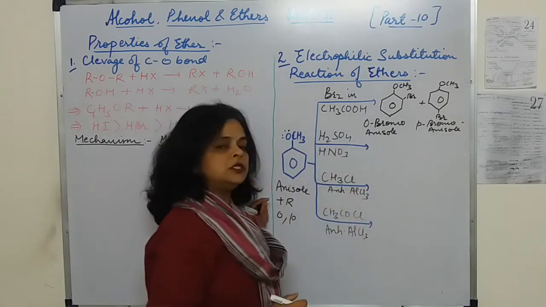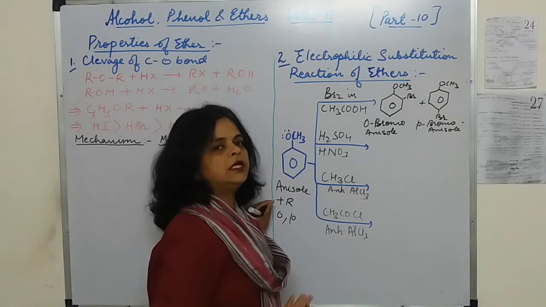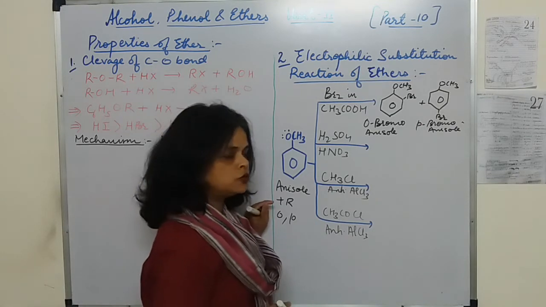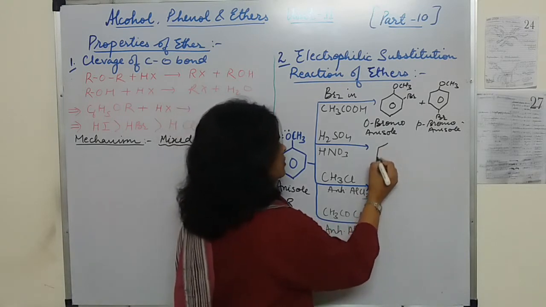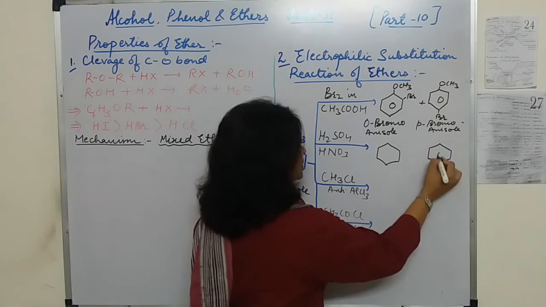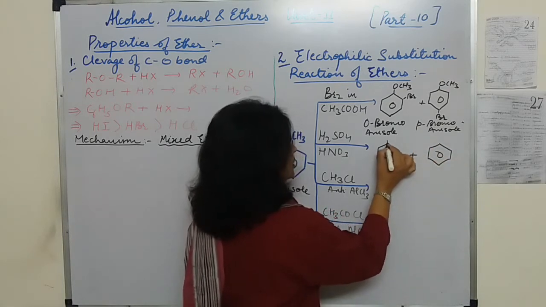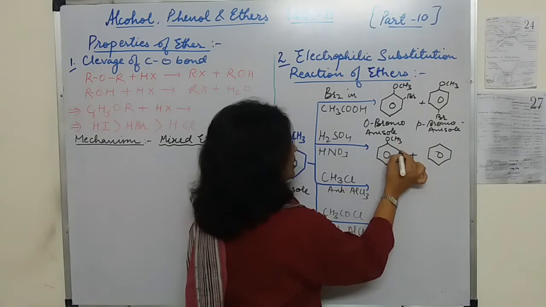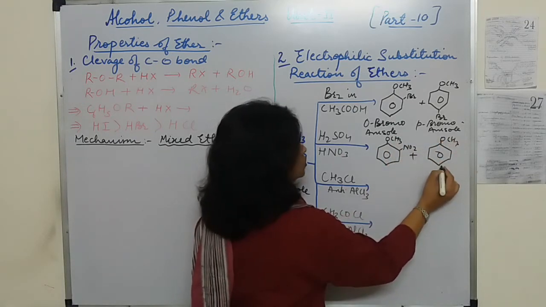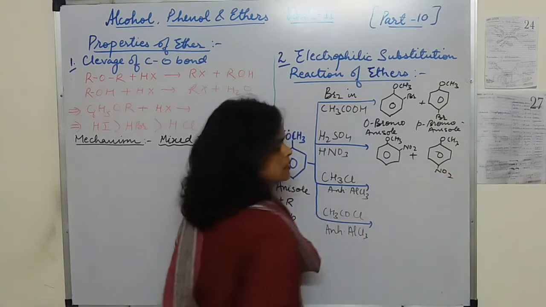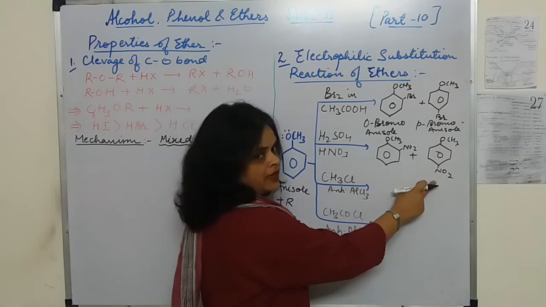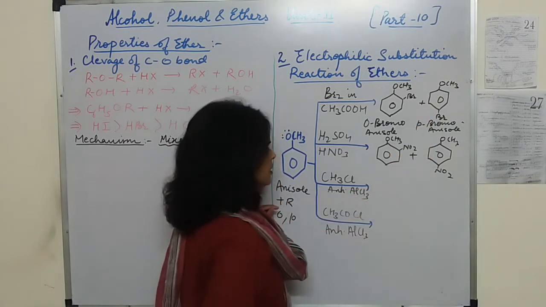Now, concentrated H2SO4 and HNO3, if we are taking the mixture of this nitrating mixture, that's going to introduce the NO2 group, and the same way we are going to get ortho and para substituted products as we have got in the earlier case. Here OCH3 at ortho position, and here NO2 group at the para position. Okay, so here it is ortho nitroanisole and this is para nitroanisole. Same in that way you can write.